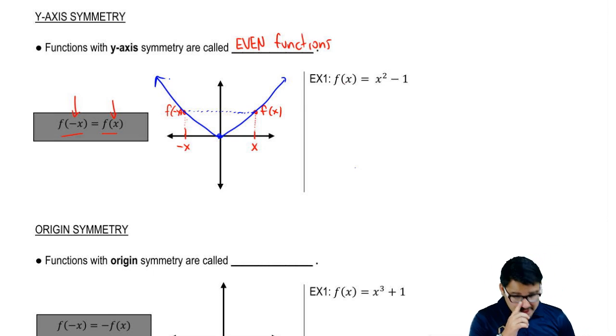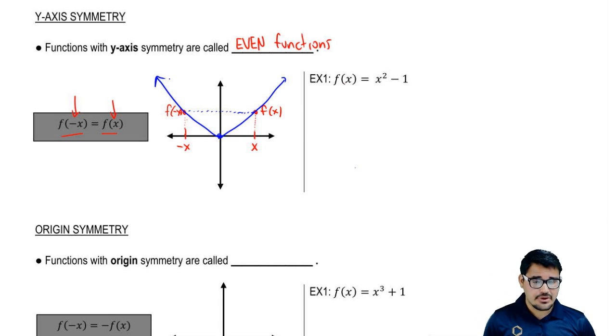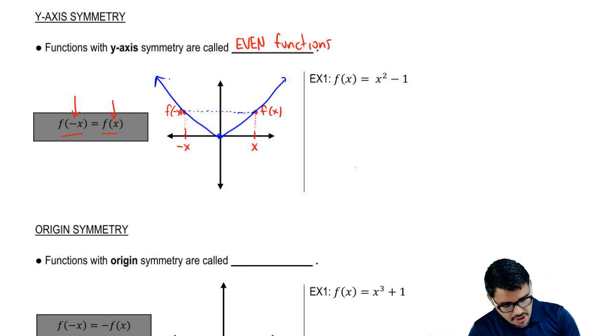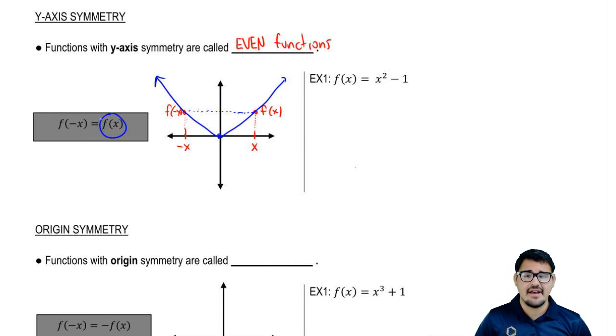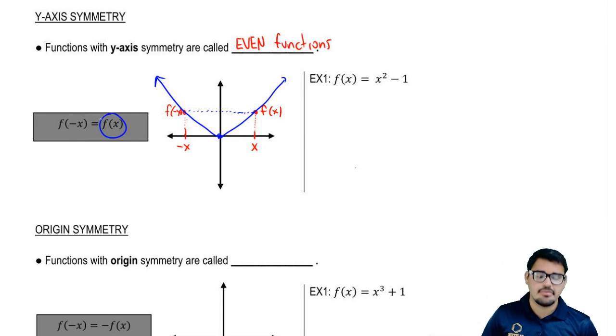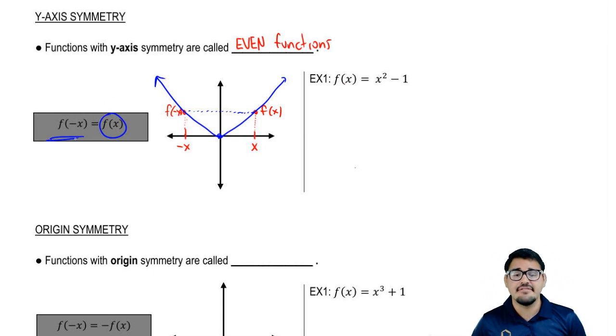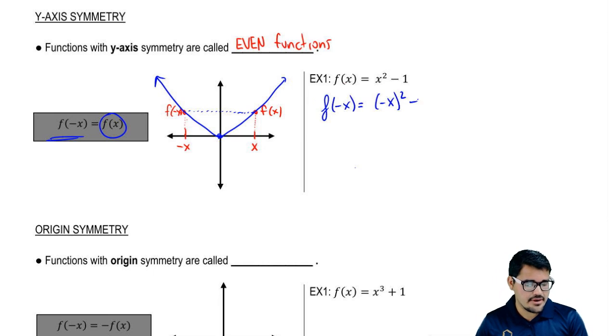So we can use the formula to check if f of x is equal to f of negative x, right? So we already have this part. We already have f of x. So now we need to compute the other part, right? We need to compute f of negative x. So we're going to do that. We're going to have f of negative x here. So we're going to have negative x squared minus 1. Then we're going to keep solving it. Negative x squared is just x squared minus 1.